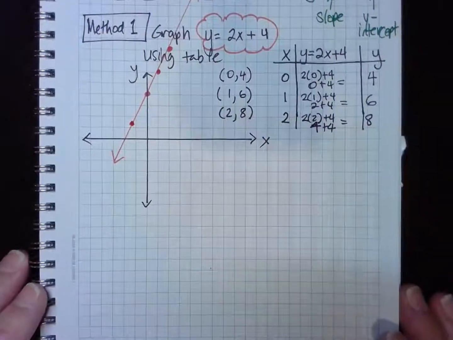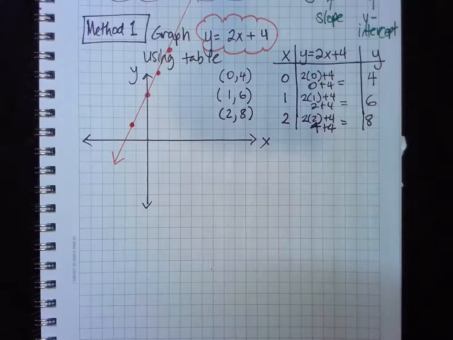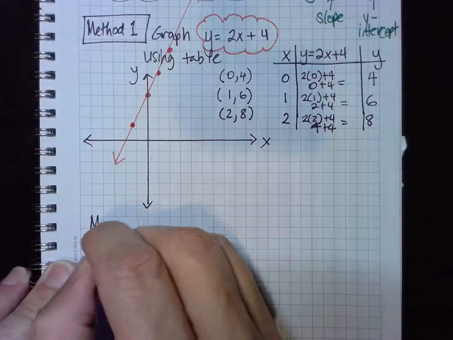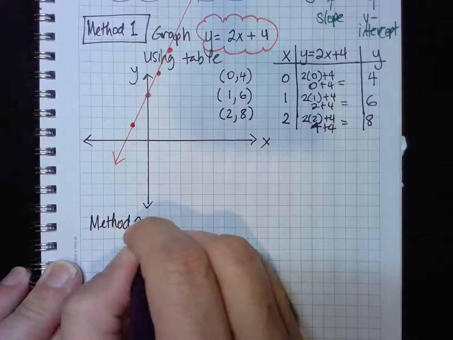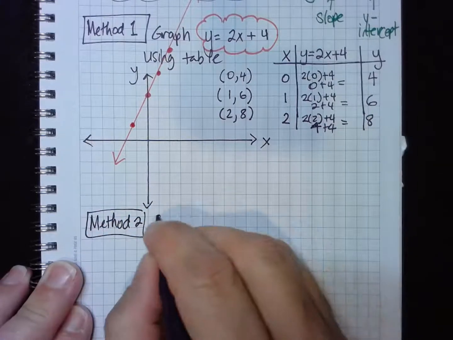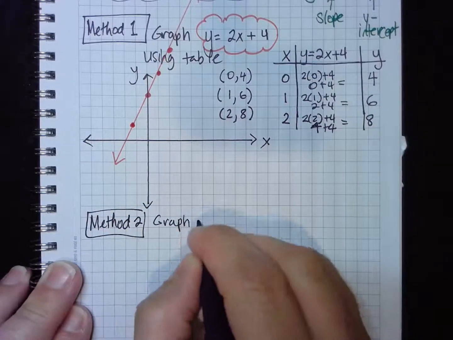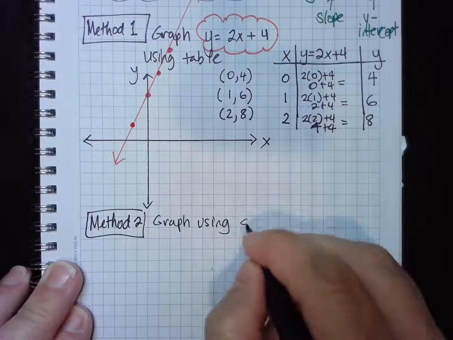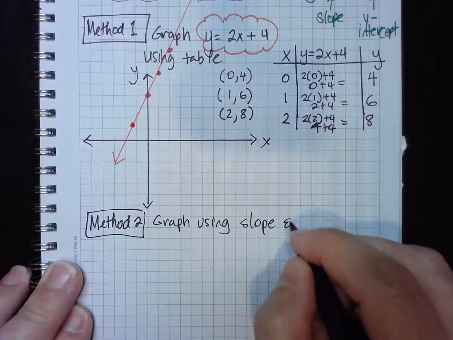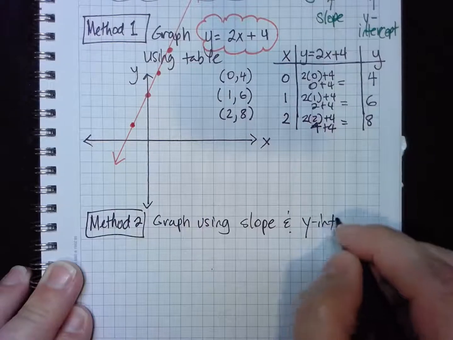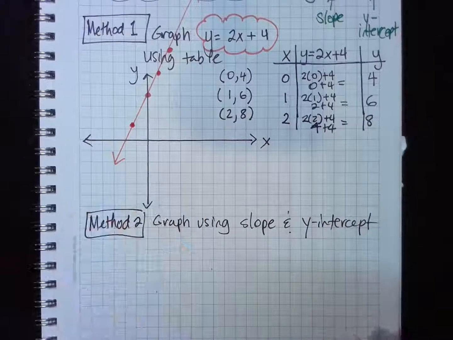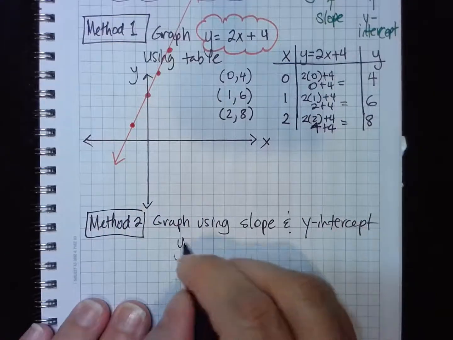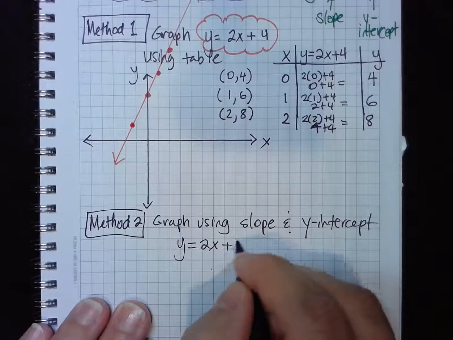Okay, so now I'm going to take the same exact equation, but this time I'm going to graph it using slope-intercept. Your y equals mx plus b. So this is method 2. And I'm going to graph using the slope and the y-intercept. Okay, so I'll go back to that original equation, y equals 2x plus 4.